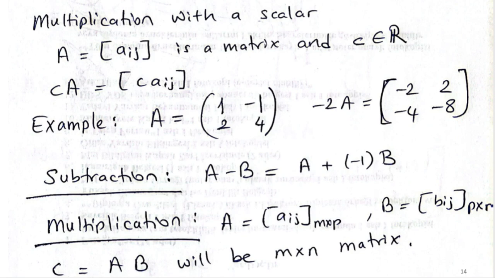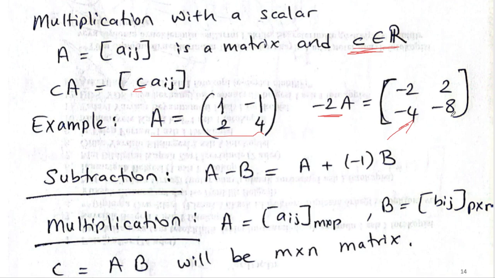Another important operation is multiplication with a scalar. So when we multiply a matrix A with a scalar, our scalar is denoted by this c. So that means each element is multiplied with the same scalar. Okay? Here's an immediate example. This is your matrix A. And if you multiply this matrix by -2, that means every element is multiplied by -2.